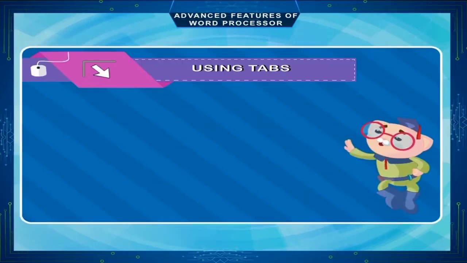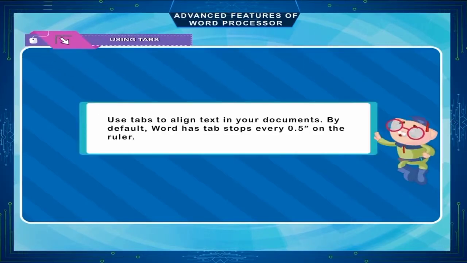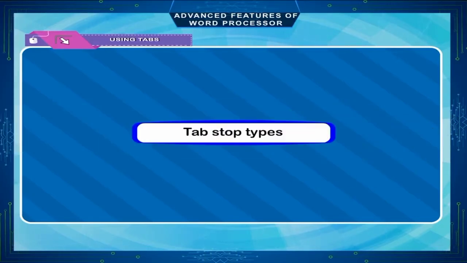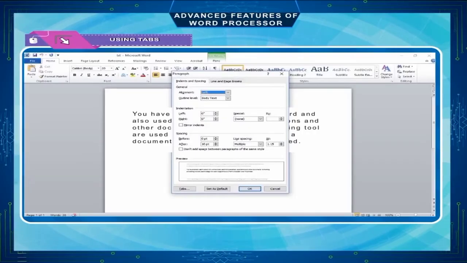Using tabs. Use tabs to align text in your documents. By default, Word has tab stops every 0.5 inch on the ruler. Tab stop types. There are 5 types of tab stops available which do the following.